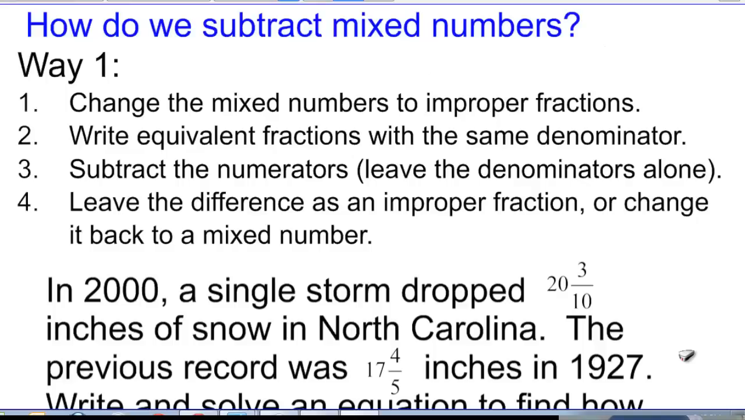You can use the same two different ways when you subtract mixed numbers, but I'm going to show you the way of changing your mixed numbers to improper fractions, because that way you don't have to borrow, and borrowing can cause confusion. So I'm recommending that you always change mixed numbers to improper fractions when you subtract, so that you don't have to worry about borrowing. So the steps we're going to follow are: change the mixed numbers to improper fractions, again write the fractions so that they have the same denominator, subtract the numerators, leaving the denominator alone, and then you can either leave your difference as an improper fraction or change it back to a mixed number.